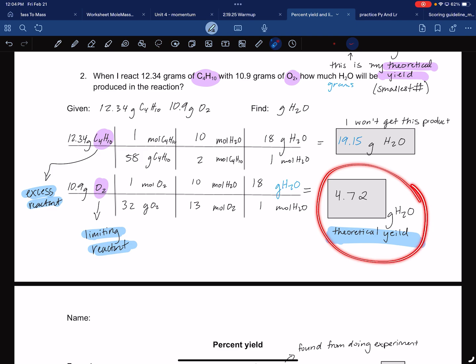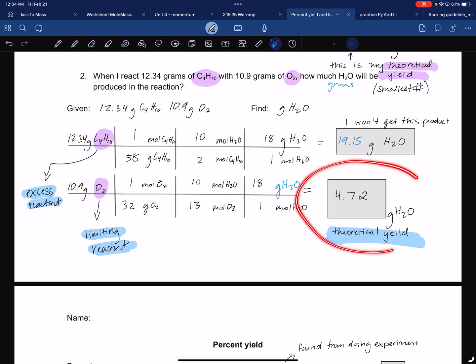Why is 4.72 and not 19.15 my theoretical? It's the smallest number. So this is the smallest number, which means I only have enough ingredients to make this much water. I will not get 19 grams of water because I definitely don't have enough of my limiting reactant, hence the term limiting. So this is limiting, everything else is in excess. I will have leftovers of this. So this is my theoretical yield after doing these calculations.